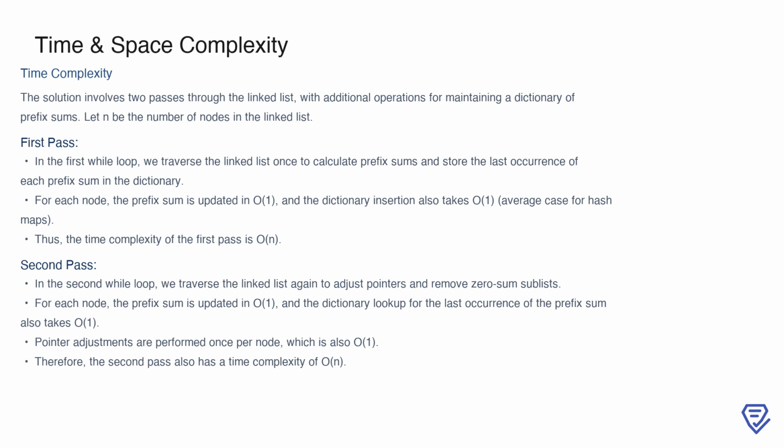In the second pass, we revisit the list to adjust pointers and remove zero-sum sublists. Similar to the first pass, we update the prefix sum and perform dictionary lookups, both of which take constant time. Additionally, pointer adjustments are performed once per node, also in O(1) time. This means the time complexity for the second pass is also O(n), as each node is processed once. Together, these two passes contribute to a total time complexity of O(n).